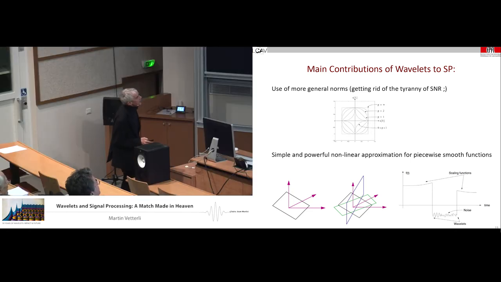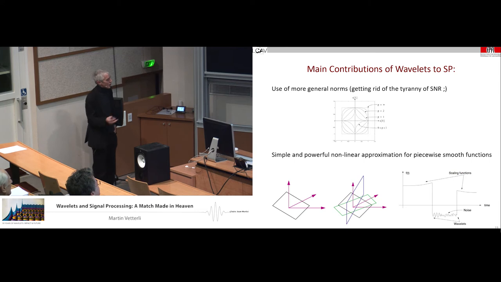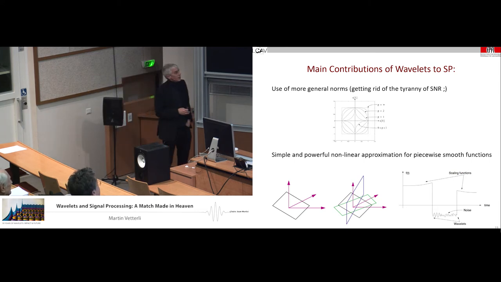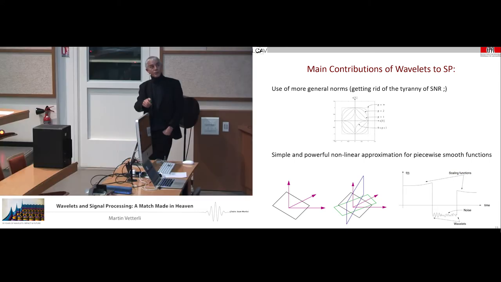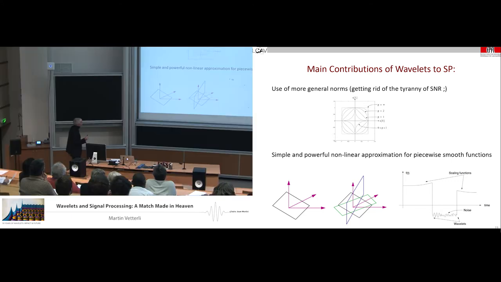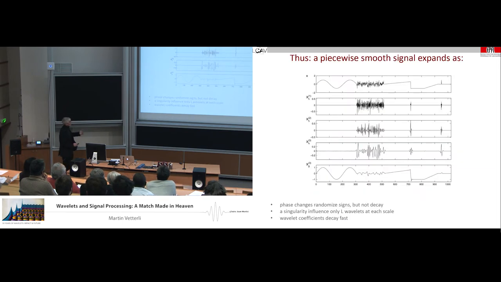Okay, so what have we learned from signal processing, from the wavelet experience? Sorry, we cannot really see this, but you know what's there. We have learned how to deal with piecewise smooth functions. We have learned how to deal with fancier norms beyond signal-to-noise ratio, which is L2. We learned about nonlinear approximation, which was being used in compression but was not called that, because if you look at how JPEG works, it's a nonlinear approximation standard. So we learned a lot.